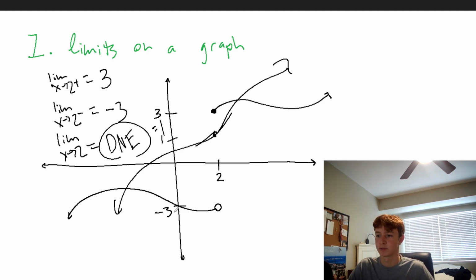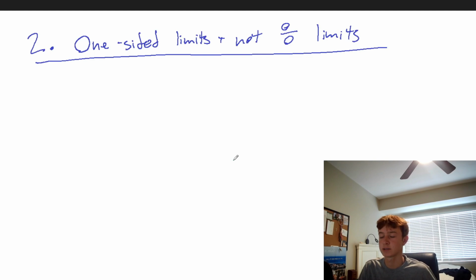So that's really the only basic things you need to know for evaluating limits based on a graph. The next thing we have to look at is one-sided limits and non-zero over zero limits. I'm not really going to go through any example problems. I'm just going to explain what you should do if you see this.